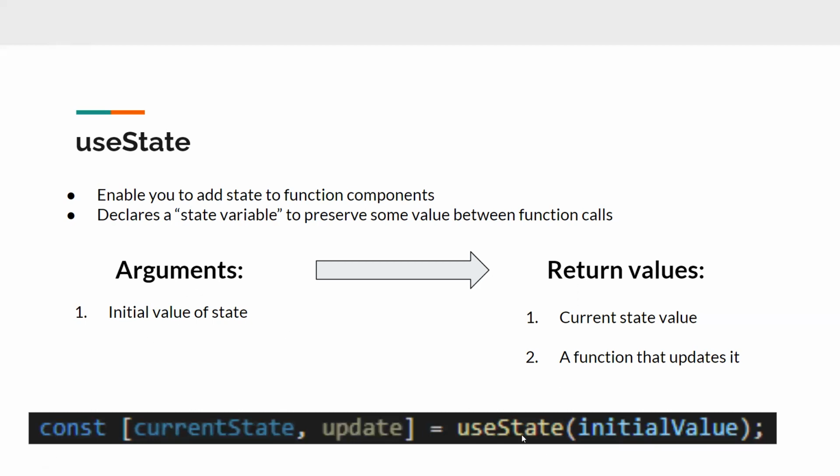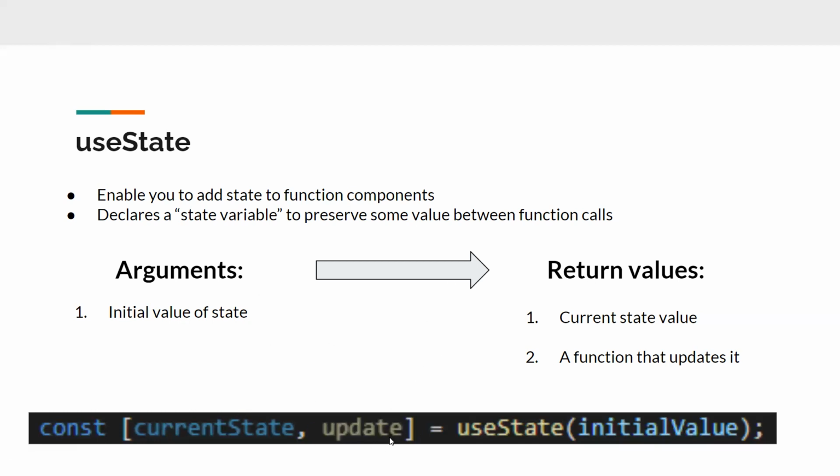So for arguments, it just takes the initial value of whatever state you're declaring. If any of this is confusing, we're going to actually be coding it in a little bit, so it'll make much more sense then. So we're saying current state, because this returns your current state value, and it returns a function that updates that current state value. We have a current state variable, and it will hold its value through every single render of our website.